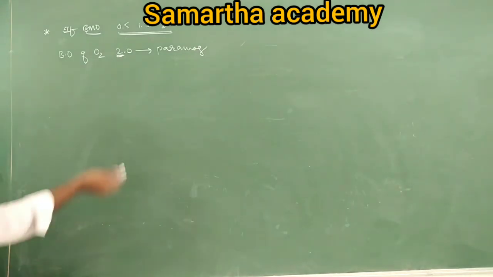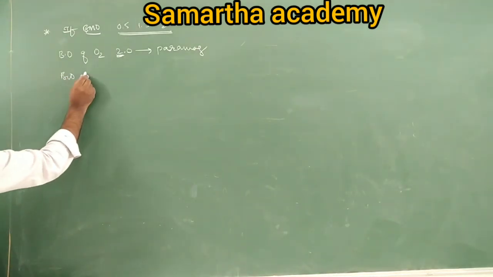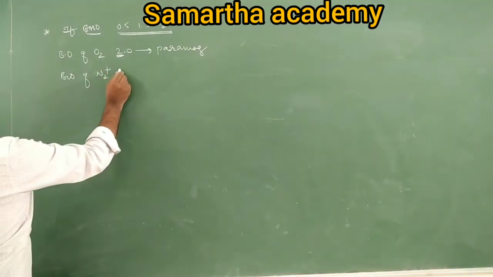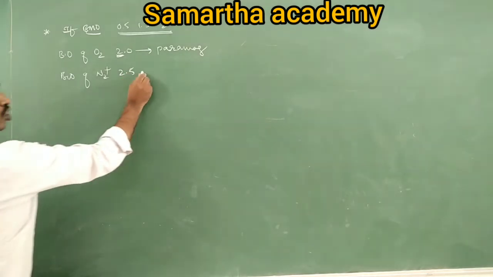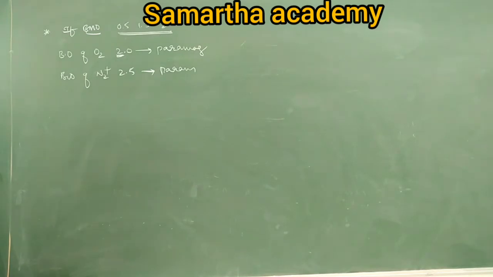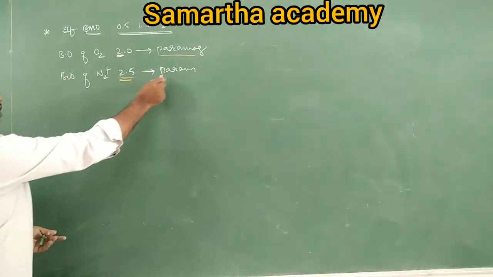Paramagnetic. And similarly, bond order of N2+ is 2.5. This is also paramagnetic. It means for paramagnetic, it is not a condition that bond order must be a fraction. But if the bond order is a fraction, the molecule is paramagnetic. That is the condition. For example, O2 is not a fraction, but it is paramagnetic. N2+ is 2.5, it is paramagnetic.